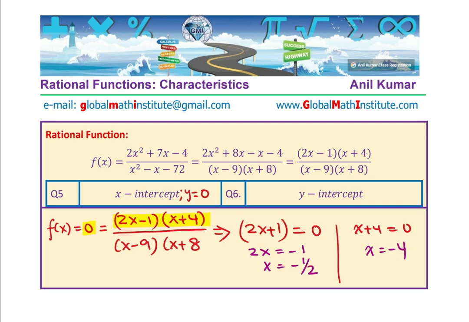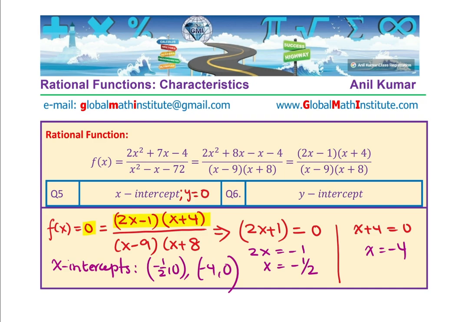So these are the zeros or the x-intercepts for the given function, right? So we have the x-intercepts, which are at the points minus half, 0, and minus 4, 0. Make sense? So those are your x-intercepts in the given situation.